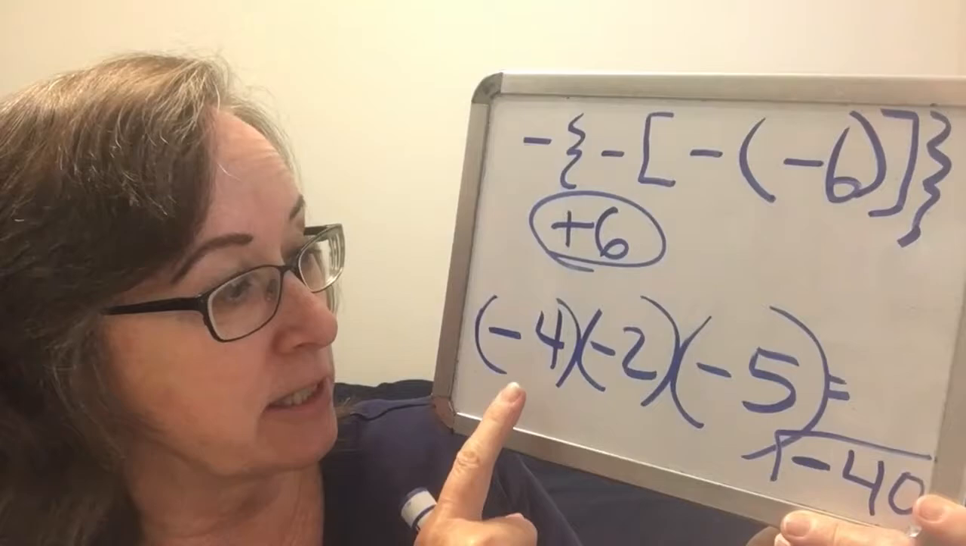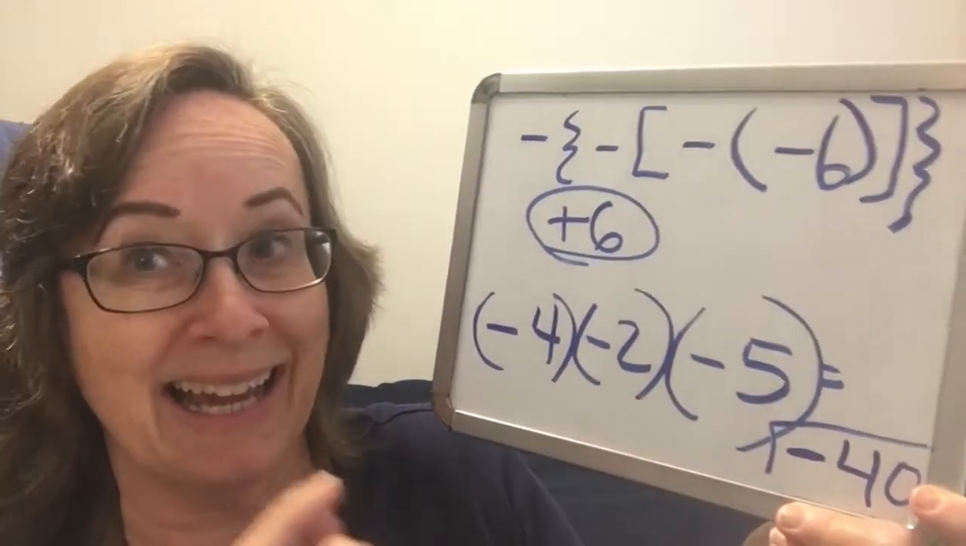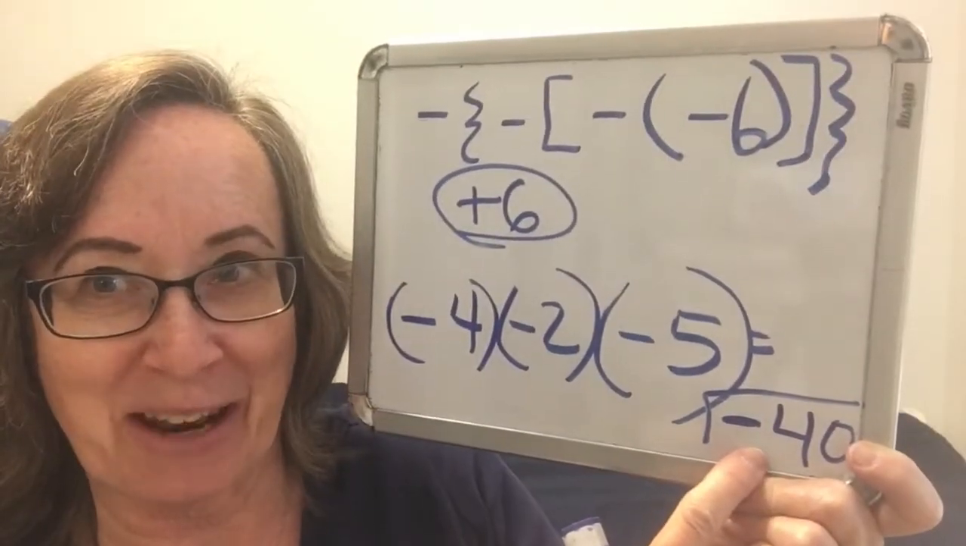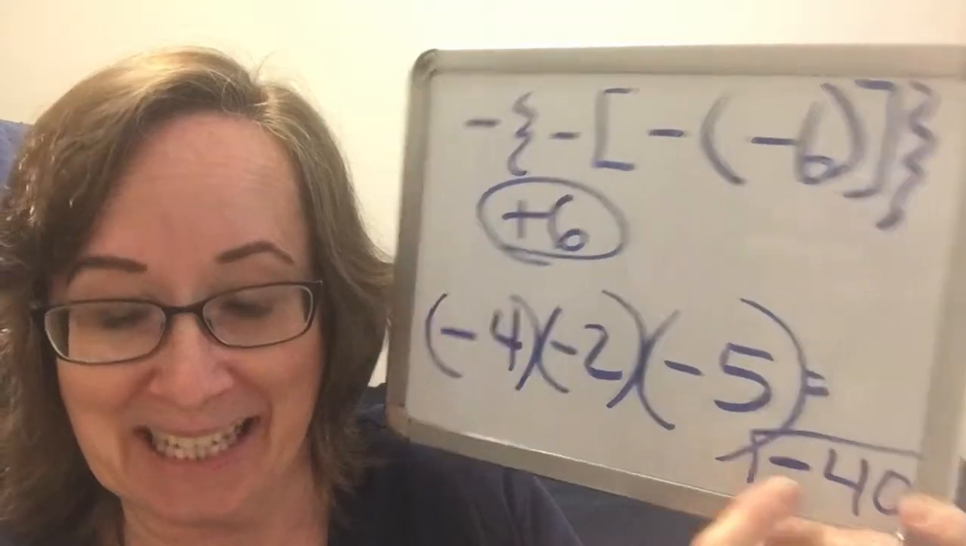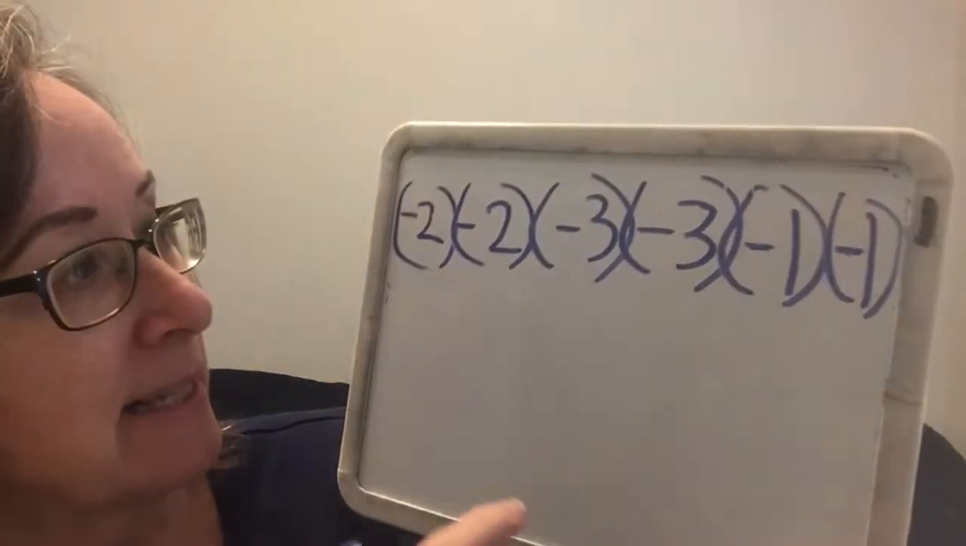Now, let's look at our signs. We have a negative, 2, 3. 1, 2, 3 negatives. 3 is odd. Odd means negative. Negative 40. Pretty easy. Okay, here's our last example, and then we're going to do some practices.